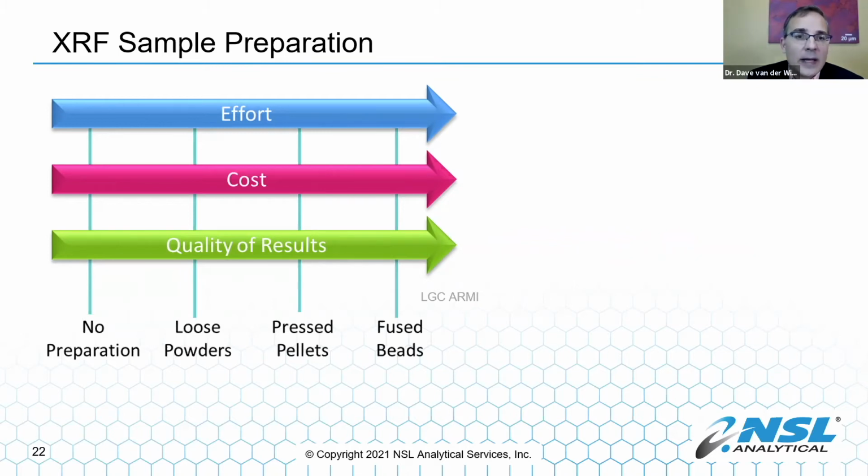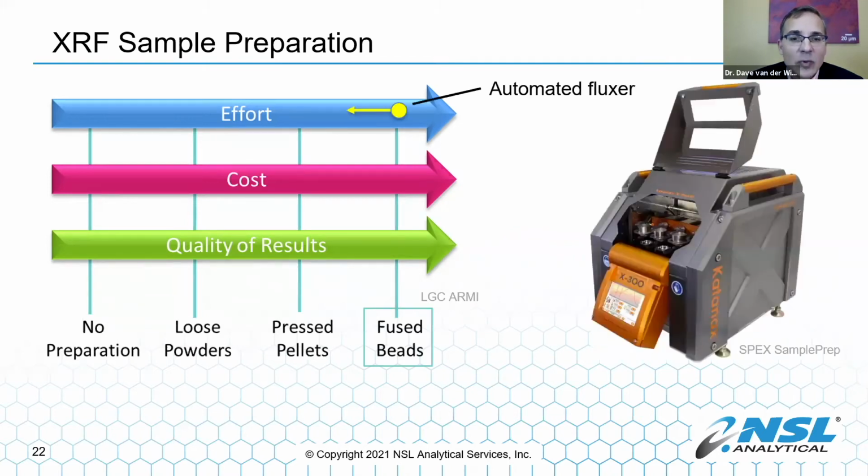I will note, though, that this graph is kind of looking at things from a manual standpoint. So when you look at things like automated fluxers, like the SPEX instrument we have for fused beads, it does reduce the effort substantially. So if you introduce a certain amount of automation, besides giving you more consistent results, it can also reduce the amount of effort substantially.